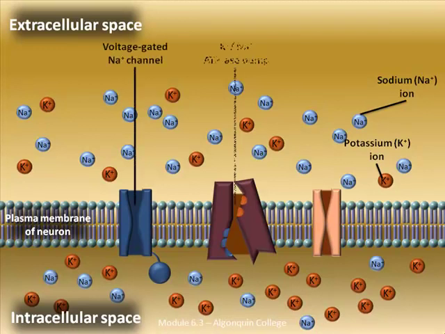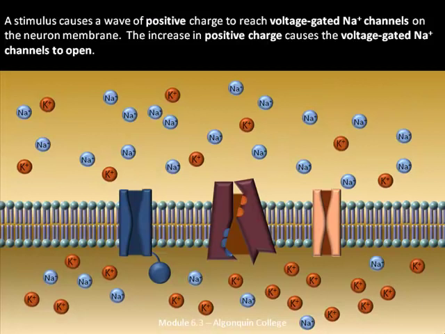Voltage-gated sodium channels, sodium-potassium ATPase pumps, and voltage-gated potassium channels are found embedded in the plasma membrane of the neuron. To initiate an action potential, a stimulus causes a wave of positive charge to reach voltage-gated sodium channels on the neuron membrane. The increase in positive charge causes the voltage-gated sodium channels to open.